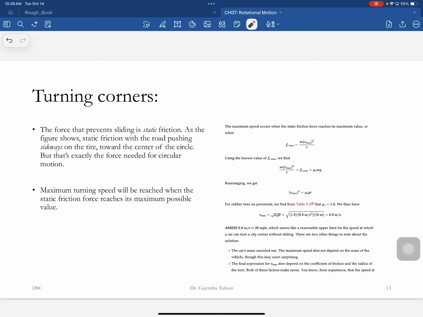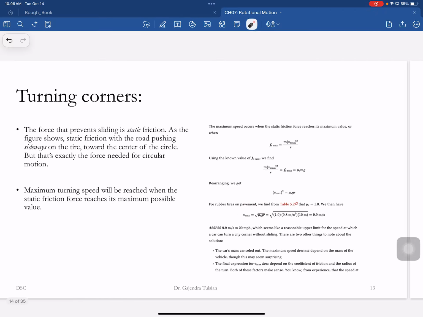What will happen? No, you skid. You don't go in a circle. Yep, skid into a tree or skid off the road. Your car will go in the bigger circle on its own, whether you want it or not. Okay, so this tells you the maximum speed you can go at.